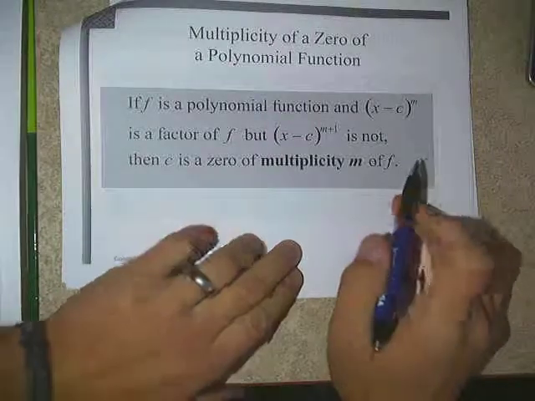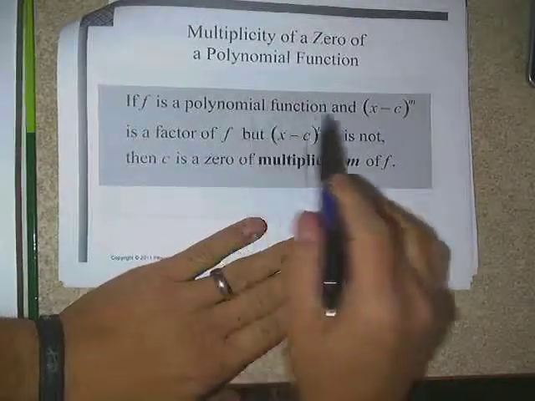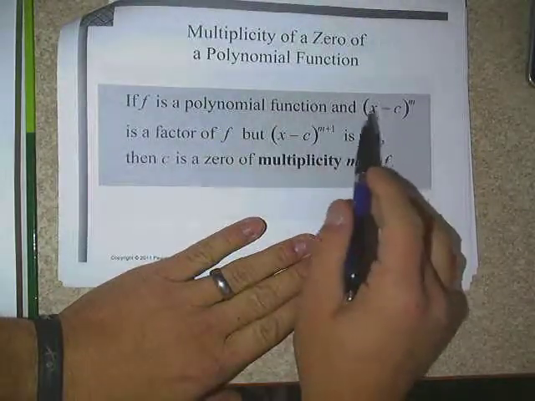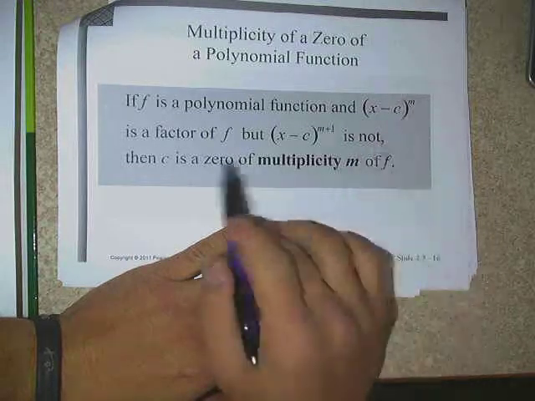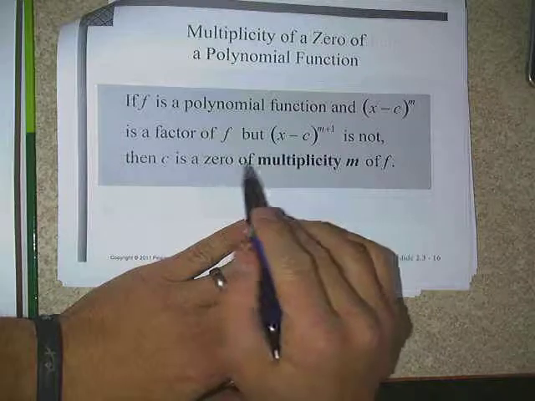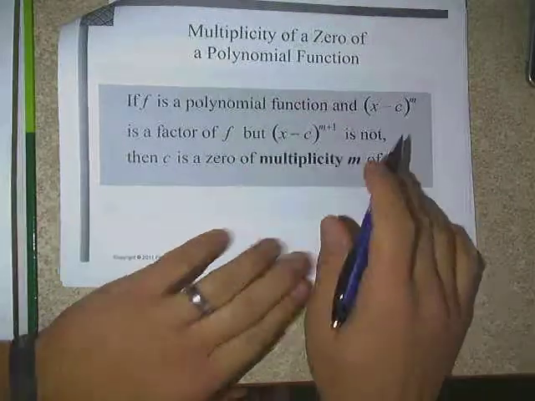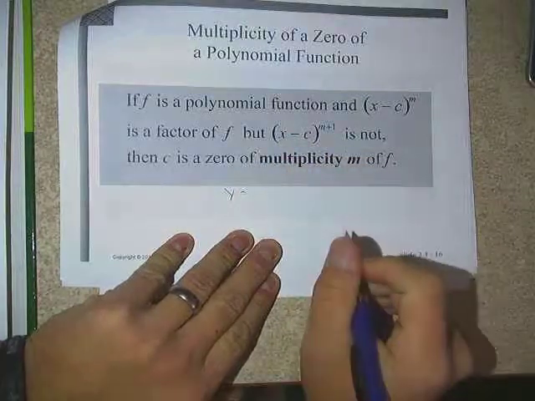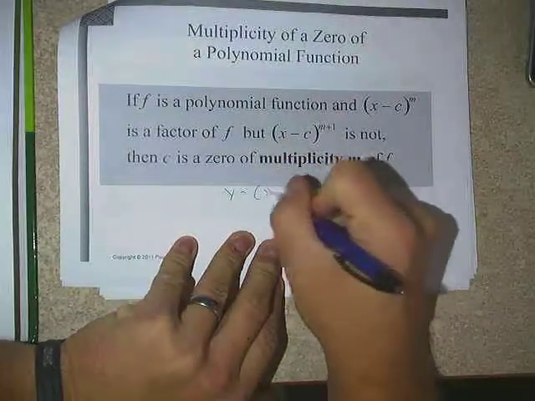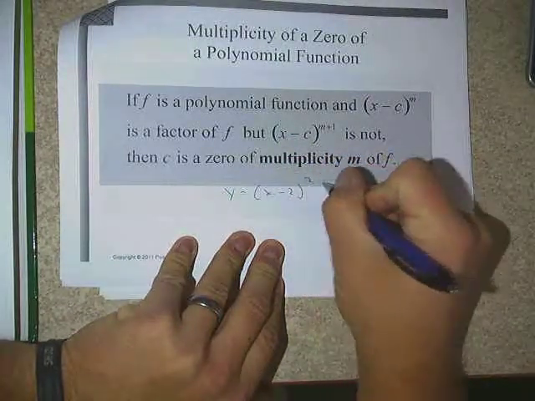This is what I was talking about earlier with that idea of the graph touching the x-axis and going back down, in that picture I showed a little bit ago. What it boils down to is that if we have a polynomial function and there is a factor that has some power to it, then we say that c is a zero of multiplicity m. Now, let's take a look at where that might occur.